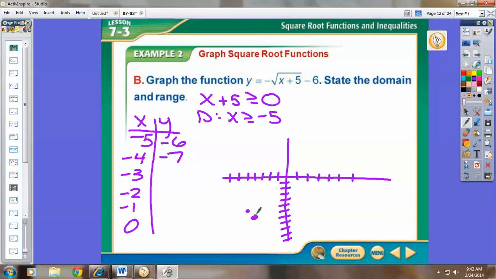Put -3 in. -3 plus 5 is 2. What's the square root of 2? Okay, 1.4. 1.4 times -1 is -1.4, minus 6 is -7.4. Let's put -2 in. -2 plus 5 is 3. What's the square root of 3? 1.7. 1.7 times -1 is -1.7, minus 6 is -7.7.